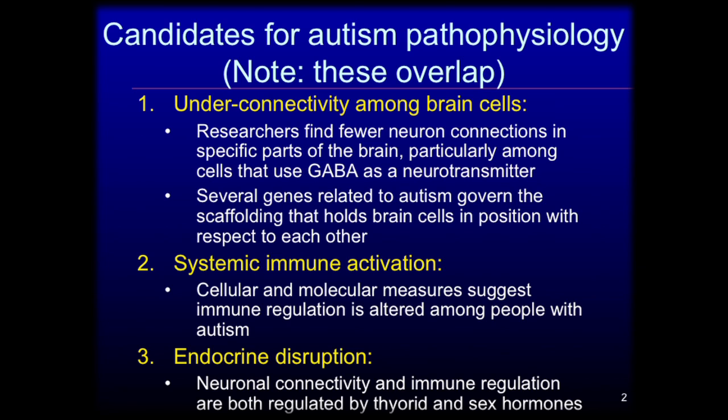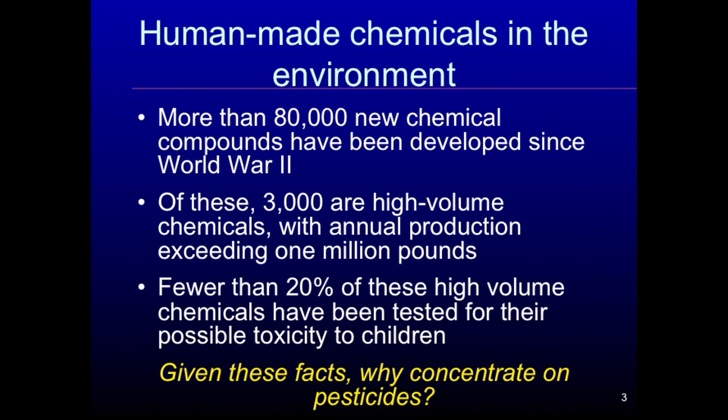People talk a lot about the sex differences in autism. And we know that particularly thyroid and estrogen hormonal milieus are really important when it comes to neural patterning, both prenatally and postnatally. Human-made chemicals in the environment. These are figures that a lot of us probably have memorized because these are very well known.